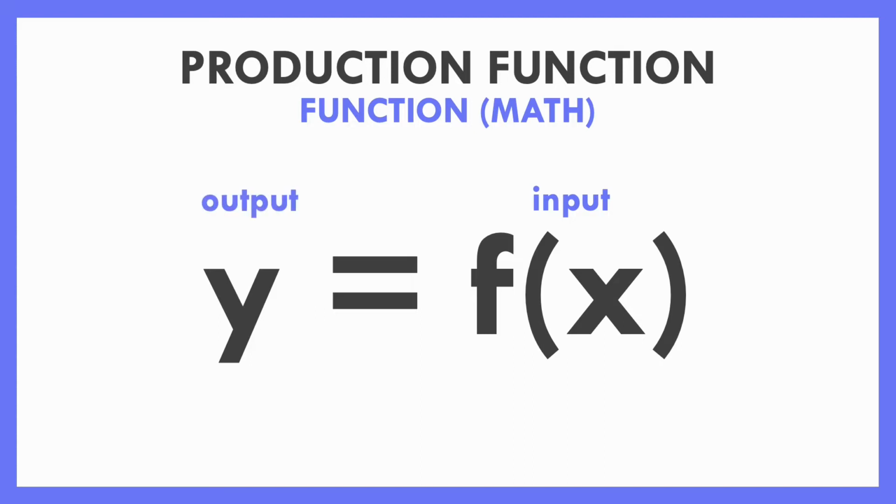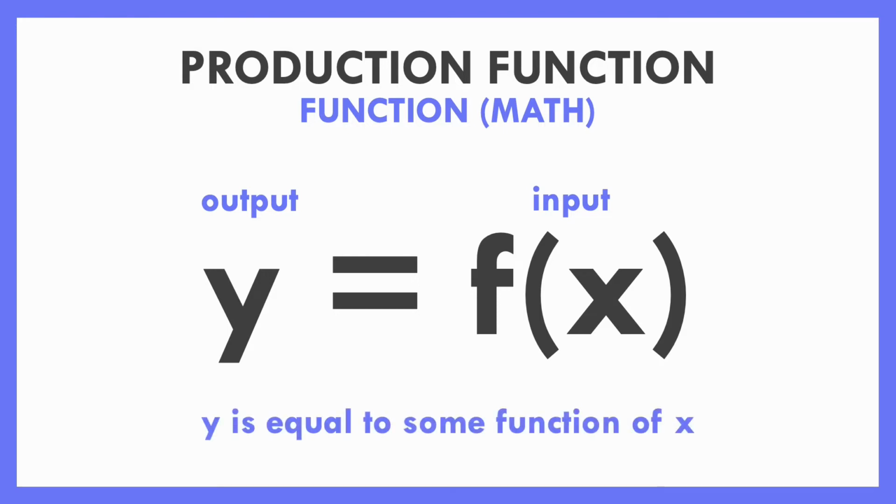Now, what we can then say about this entire equation is that we have y, our output, is equal to some function of x. That's great. But how does this connect to what we're talking about today? Well, we're talking about this in relation to what we call the production function. So how is production that companies do similar to a function like we might see?